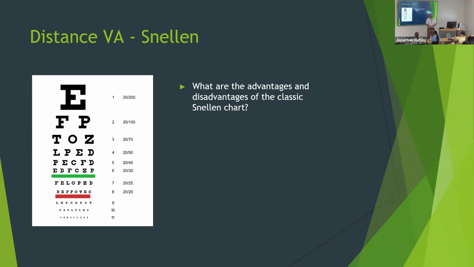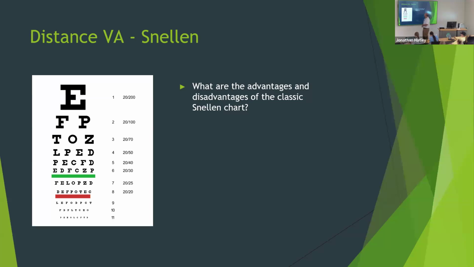What are some disadvantages? We talked about advantages, a couple of those. Letters aren't equally spaced, that's correct. What else? Doesn't test contrast. Hey, there you go. Yeah, a gold star for you. Yes, you're right. Doesn't check contrast. That's absolutely certain.